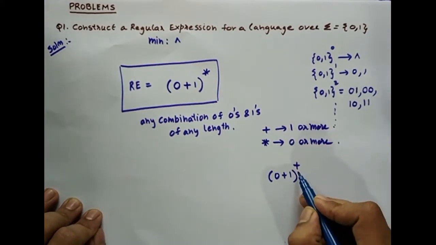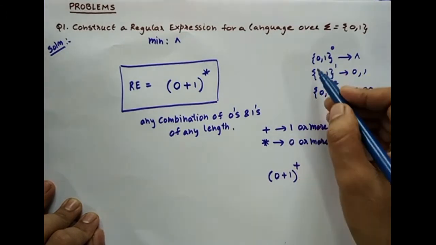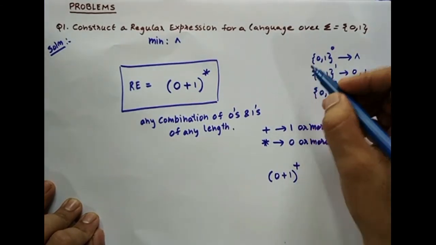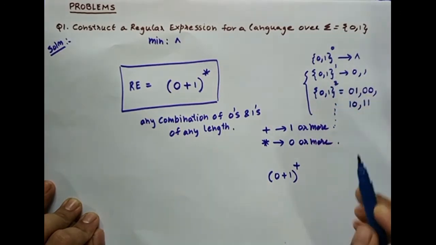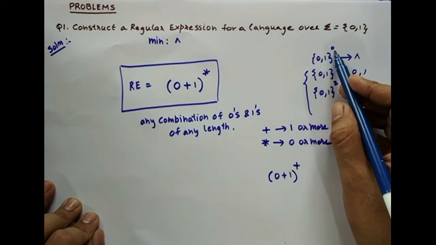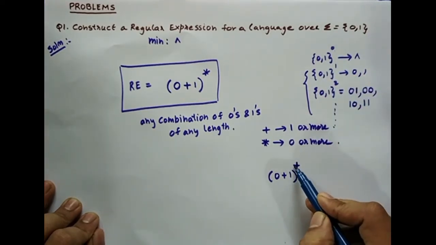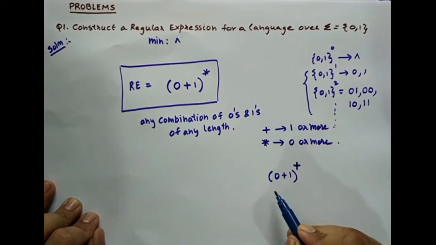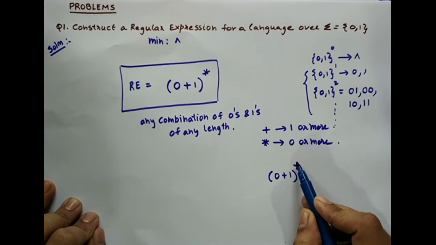Plus operator means the sub expression can be repeated one or more times. So if I write plus on top, then what kind of strings will be accepted? All these strings will be accepted, of length 1, 2, 3 till infinity. But the string of length 0 will not be accepted, because when you write plus on top of any sub expression, it means the sub expression has to be repeated at least once. So it is one or more.